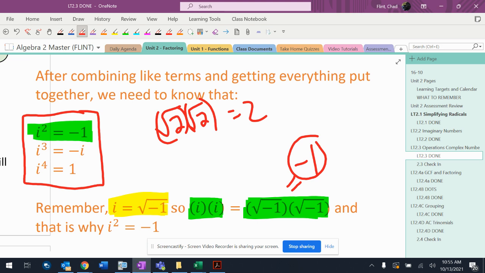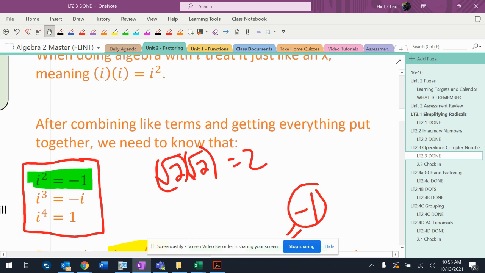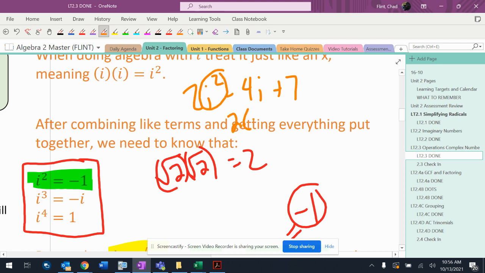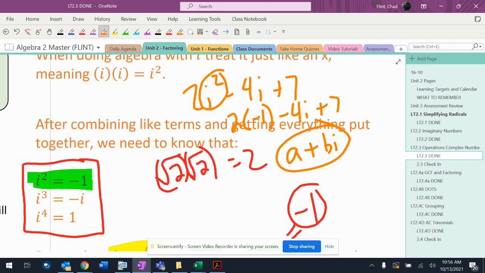And you can explain i to the fourth the same way. So when we do this, if we end up with 2i squared minus 4i plus 7, we would replace this i squared with a -1, and it would become 2 times -1 minus 4i plus 7, and then we would play around with it, combine like terms so that we ended up with a plus bi. You should never have more than two terms in one of these answers. This is weird and it takes a little bit of practice, so take your time and spend some time with each of these problems.